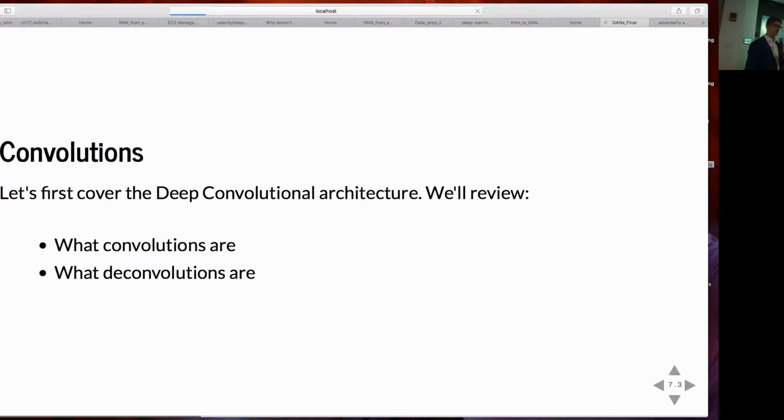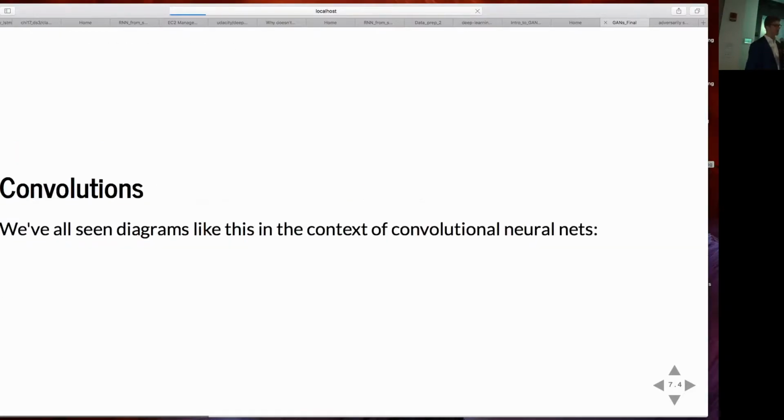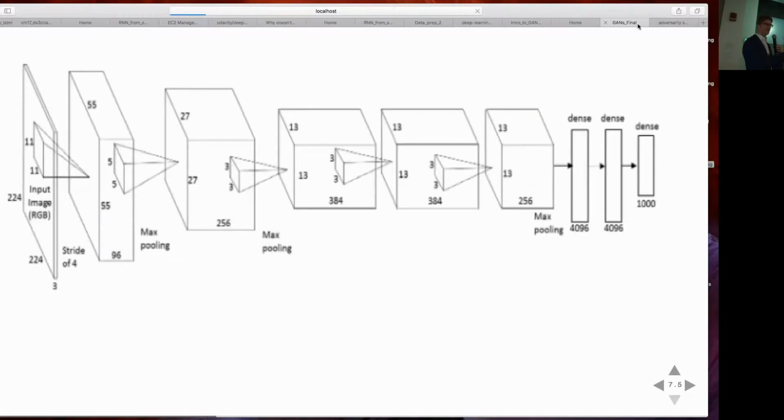So first, let's sort of go through convolutions a little bit and talk about what they are, why they're important, and so on. And then we'll talk about what deconvolutions are. All right, so convolutions. Again, with these diagrams, if you ever tried to understand what's going on in neural networks, you might have seen diagrams like this, like, oh, a convolutional neural network, it's just that. But let's actually unpack that and figure out what's going on.